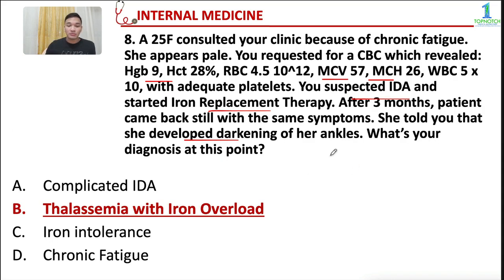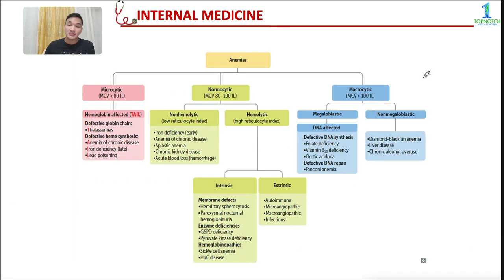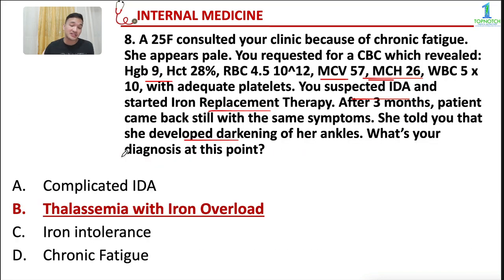Now, why was this misdiagnosed as IDA? Because not all microcytic hypochromic anemias are IDA. There are other differentials for patients with microcytic hypochromic anemia: thalassemia, anemia of chronic disease, IDA, lead poisoning. So what differentiates them? Ferritin. This patient was not requested for ferritin, so it was just assumed to be IDA.